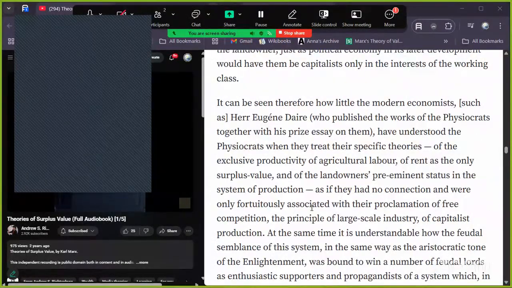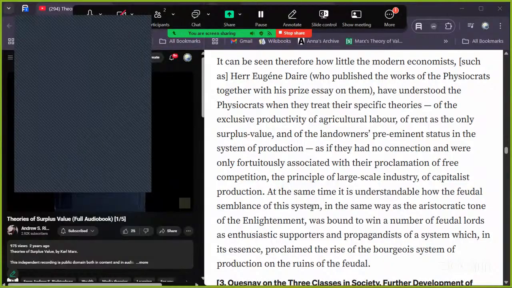It can be seen, therefore, how little the modern economists, such as Eugene Daire, who published the works of the physiocrats together with his prize essay on them, have understood the physiocrats when they treat their specific theories of the exclusive productivity of agricultural labor, of rent as the only surplus value, and of the landowner's preeminent status in the system of production, as if they had no connection and were only fortuitously associated with their proclamation of free competition, the principle of large-scale industry, of capitalist production.